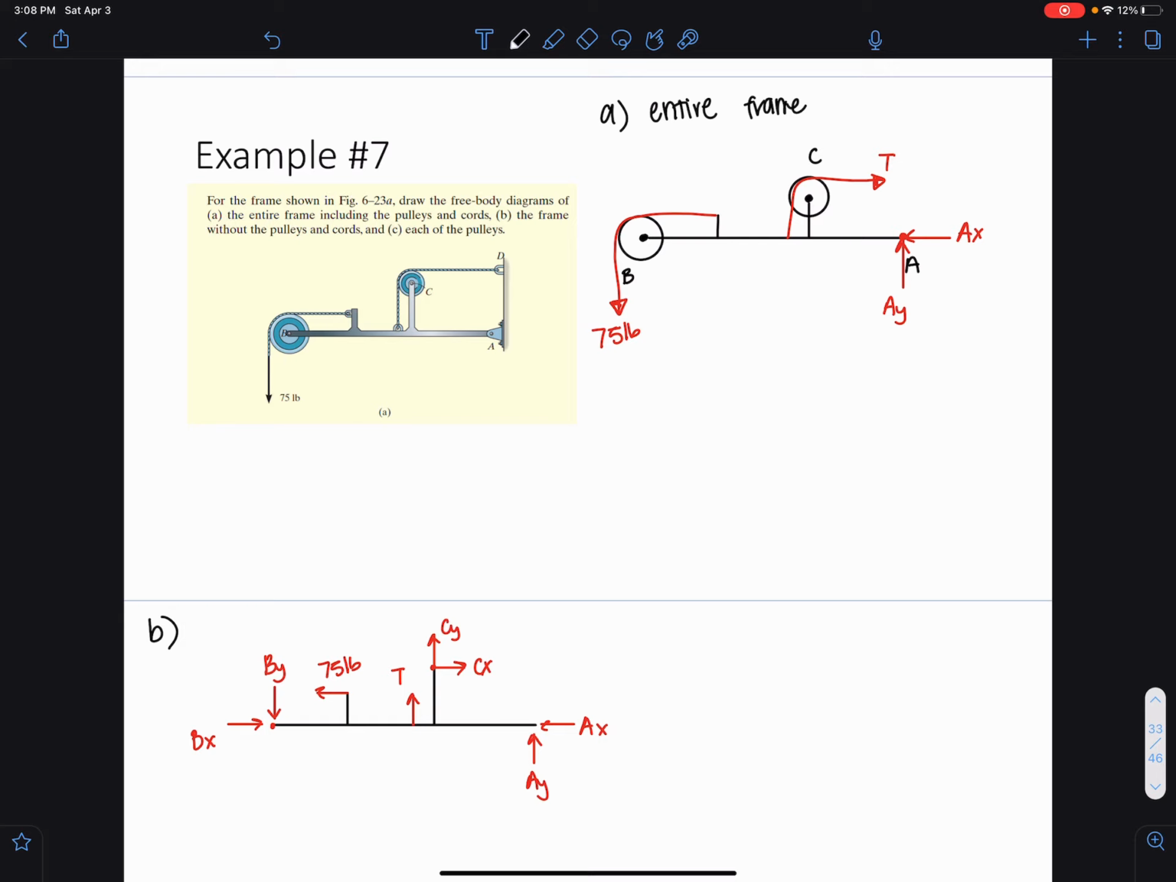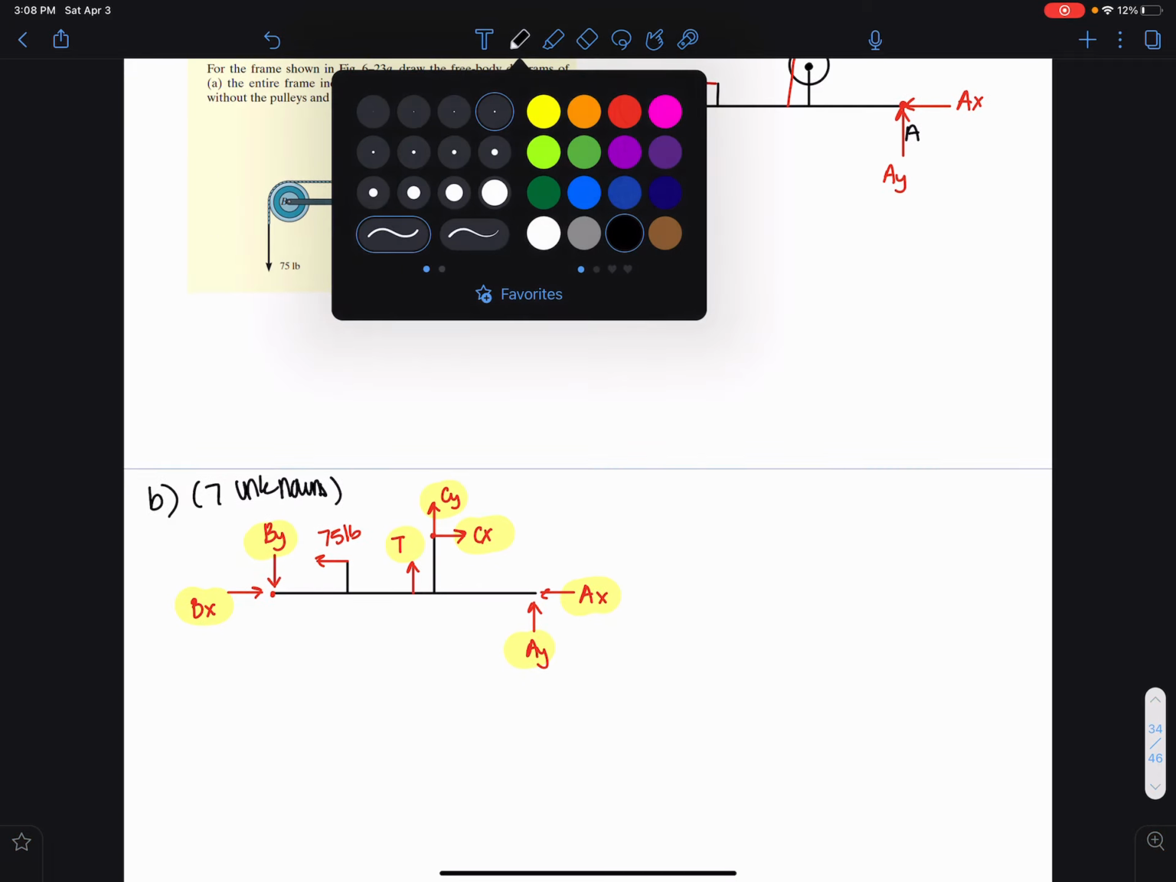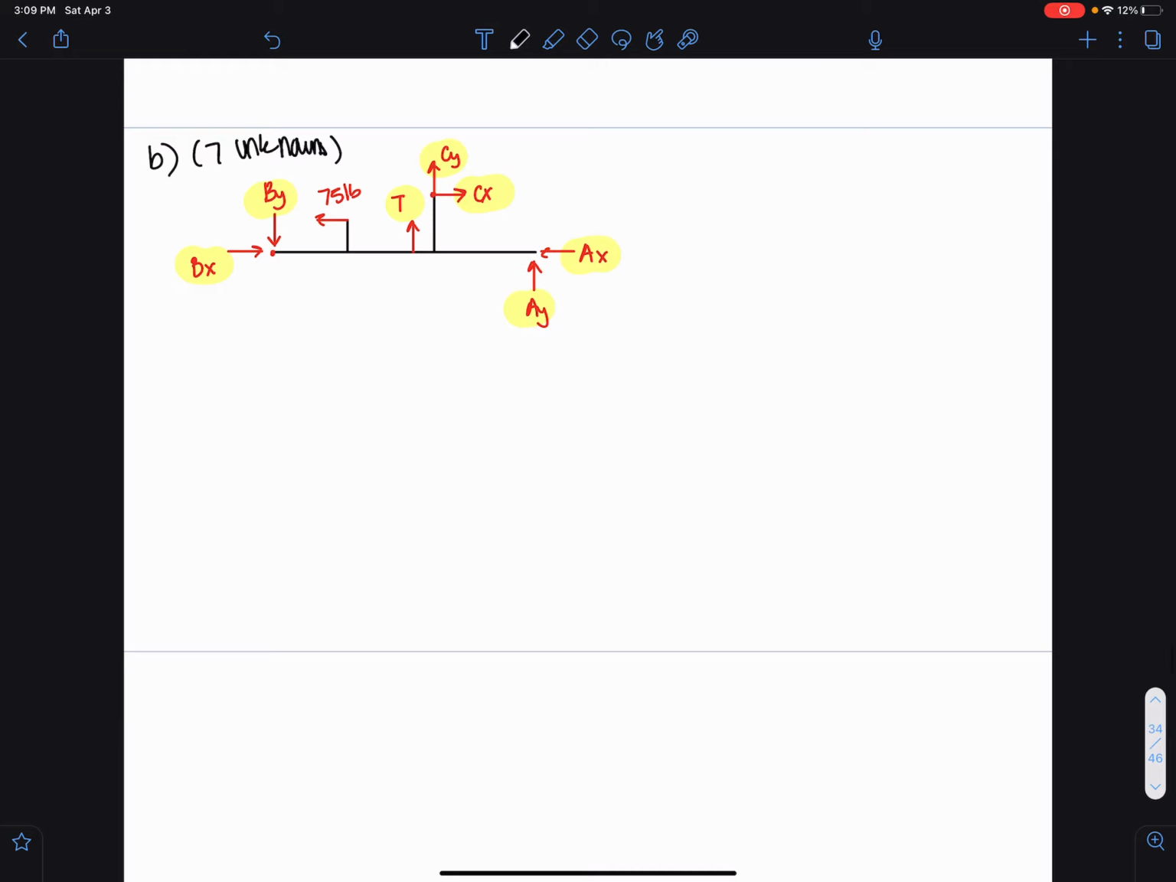In section A, we only had 3 unknown forces. Here, we have 1, 2, 3, 4, 5, 6, 7. Right, 7 unknowns. That's not very fun. Nobody wants to deal with more unknowns, right? Okay. So the last part of this, part C, is just the pulleys.